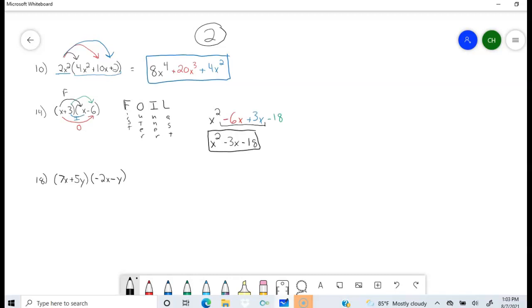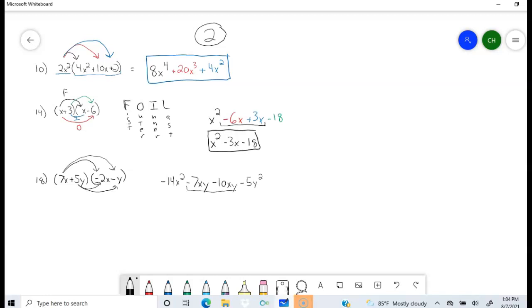Number 18 wants us to do the same thing. We're going to FOIL. So again, 7x times negative 2x is negative 14x squared. The outer is going to be 7x times negative y, so I'm going to get minus 7xy. Inner, 5y times negative 2x is minus 10xy. And then last, 5y times negative y is minus 5y squared.